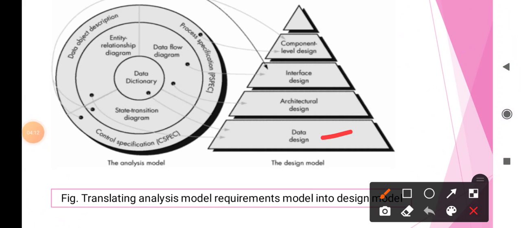These are the four design models. First is data design, also known as class design. Second is architectural design. Third is interface design. And fourth is component level design.